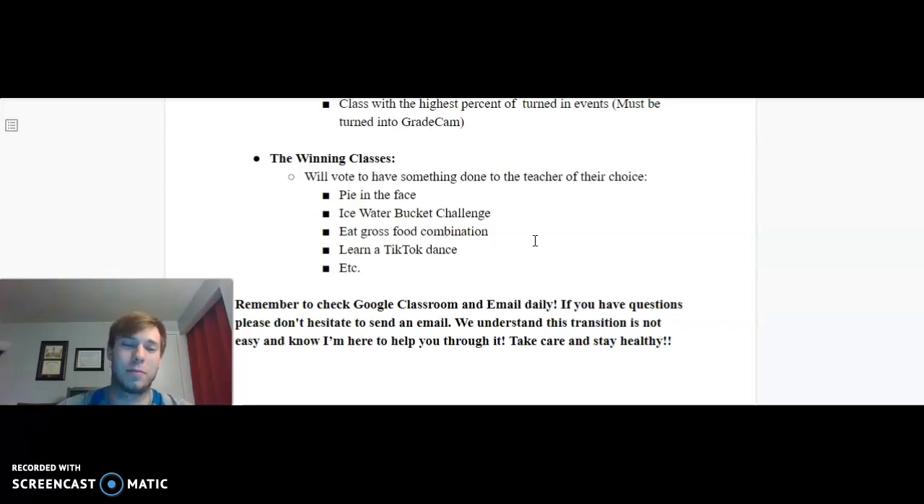So the more people that participate, even if your class doesn't have the highest accuracy percentage, you could win that way. Or if you do have the highest accuracy percentage, then you could win that. There may be a class that wins both of those, so then they would get to choose 2 things done to a teacher or teachers. So you could win both.